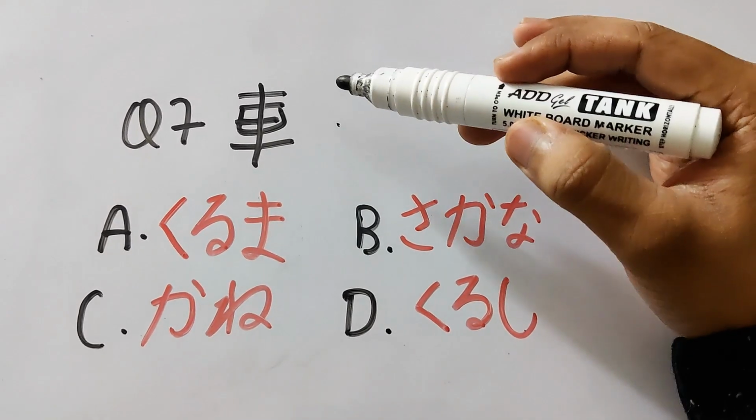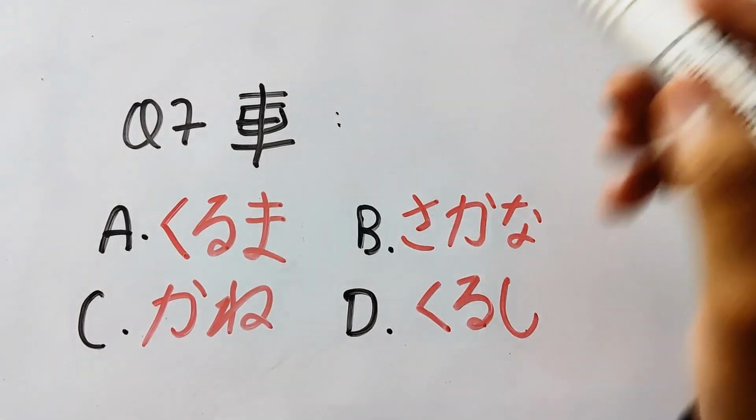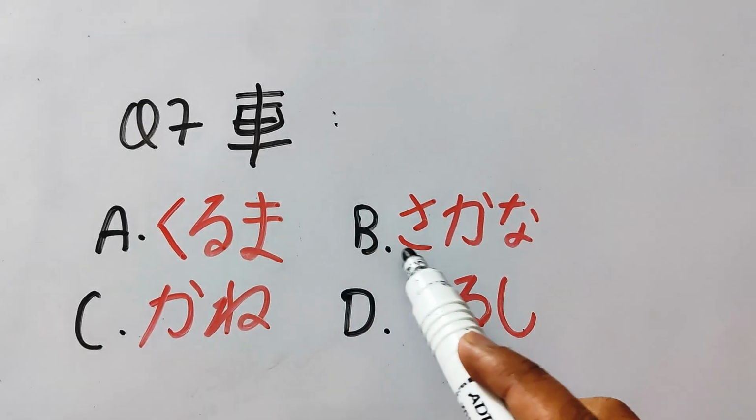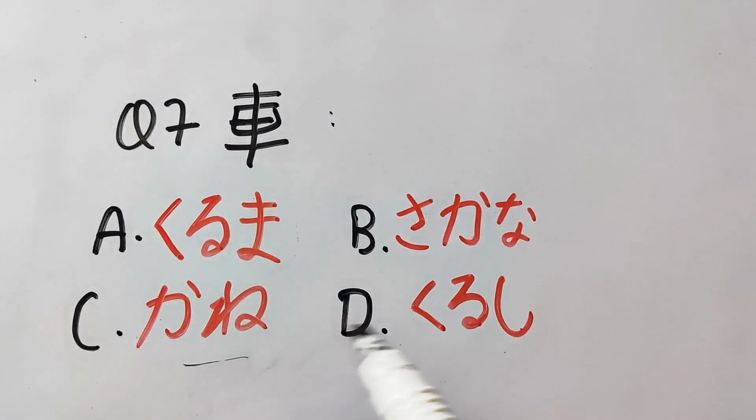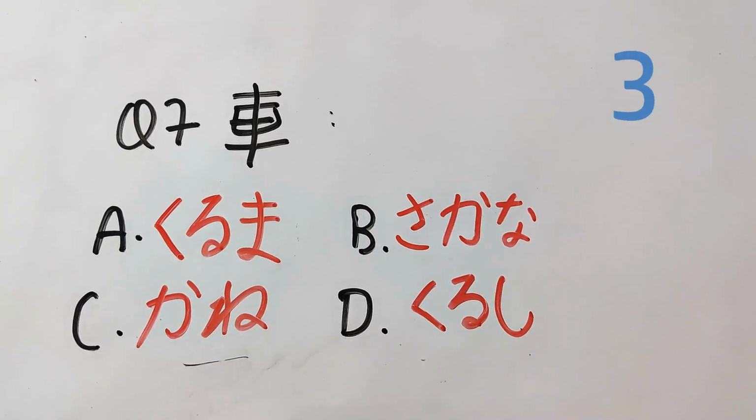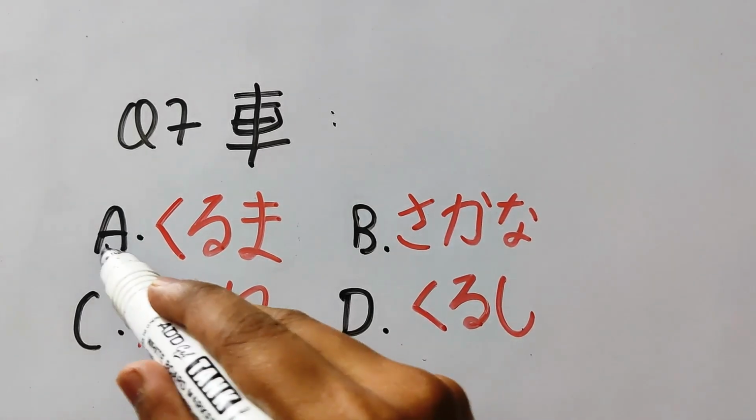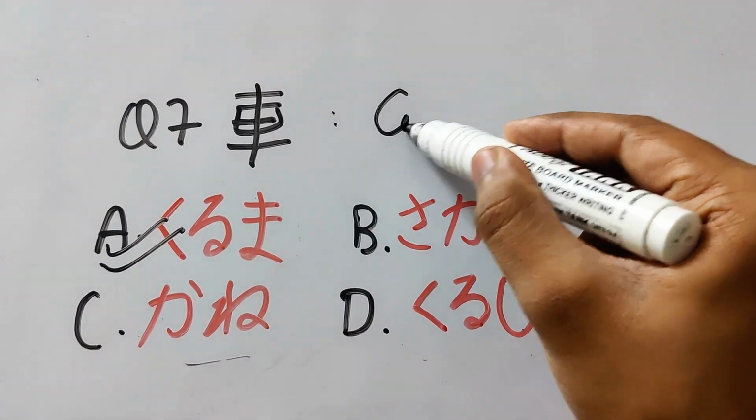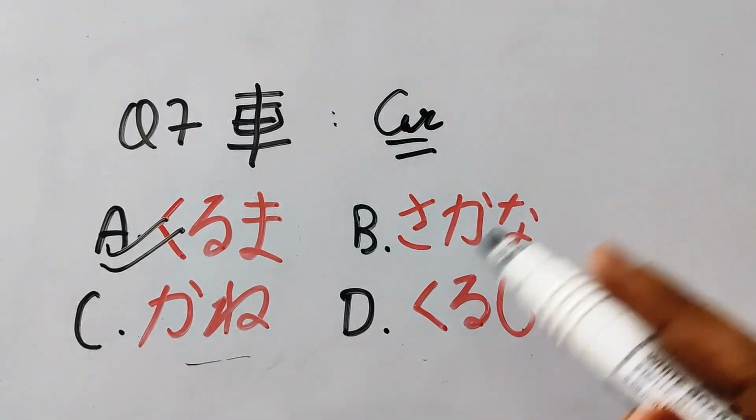So now what is the meaning of this kanji? A kuruma, B sakana, C kane, or D kurushi. It's A kuruma, which means a car. Okay, so now next.